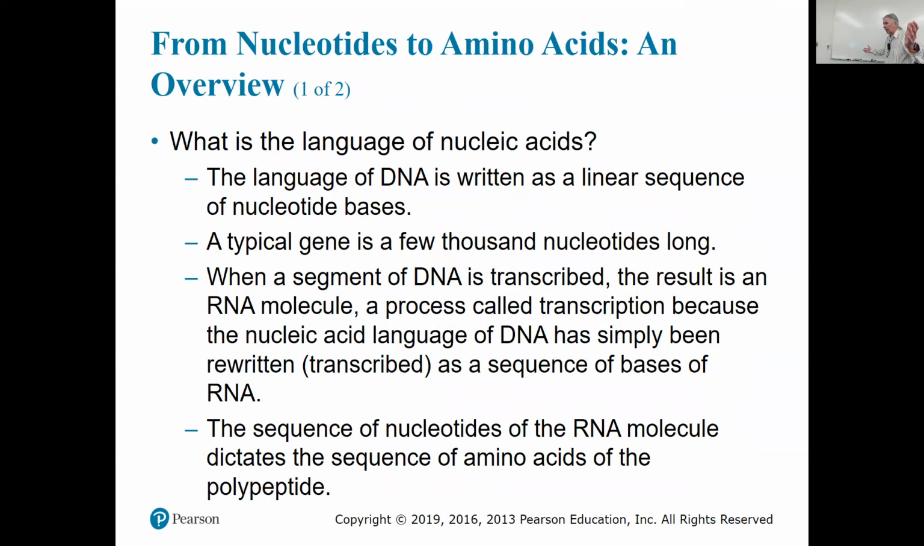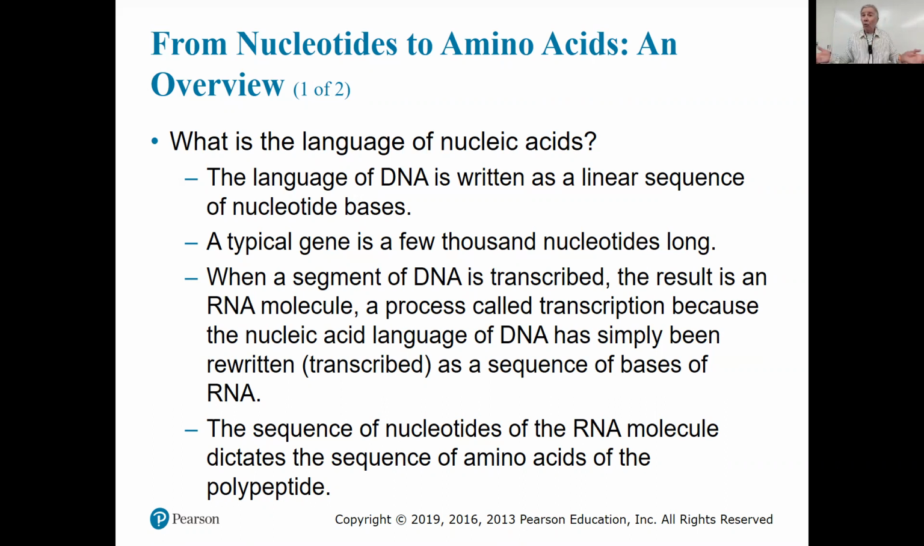So what's the language of nucleic acids? What do you need for a language? Well, what do you need for a Western language? I'm not talking about the Eastern languages that don't have an alphabet. Western languages have alphabets, and you need an alphabet. So what is the alphabet of DNA? It's A, T, C, and G.